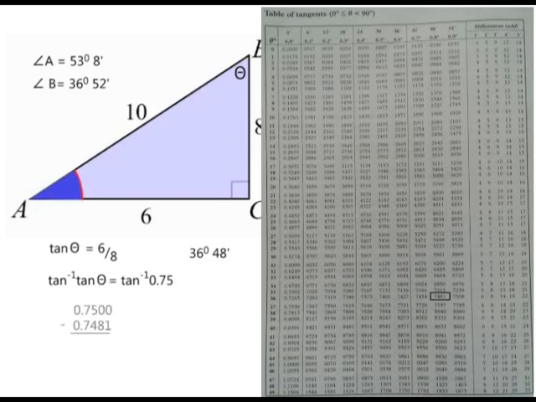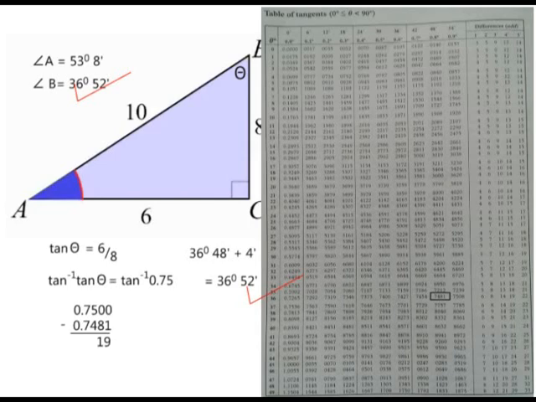We subtract 0.7500 minus 0.7481, which will give us 0.0019. So we look for 19 in the differences group of columns. It's there in the column of 4 minutes, so we add to our angle. 36 degrees and 48 minutes plus 4 minutes gives us 36 degrees and 52 minutes, the same angle we had calculated.